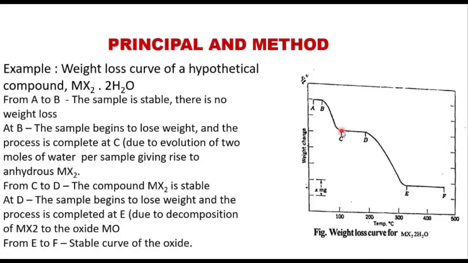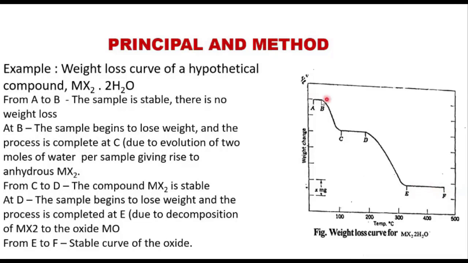Now it is not the hydrated compound, now it is the anhydrous MX2. Now the anhydrous MX2 is being continuously heated at a given rate. Again, as temperature is increased along CD, there is no weight change. That is, it is stable in this temperature range. And when it reaches D, the sample begins to lose weight, and it may be due to the decomposition of MX2 to the oxide. And when the point E is reached, it is stable. EF is the stable curve of the oxide.